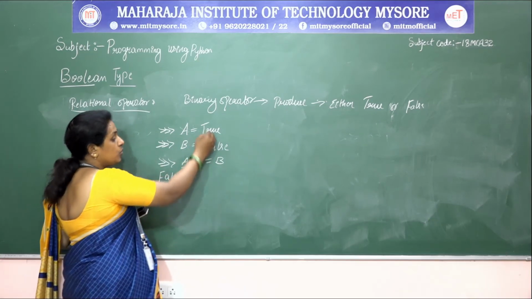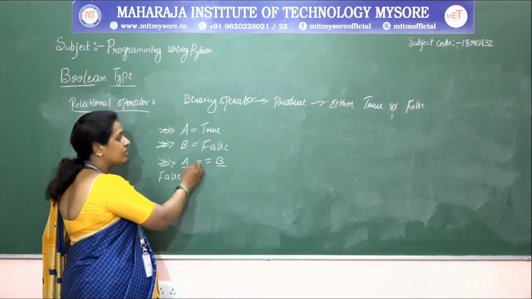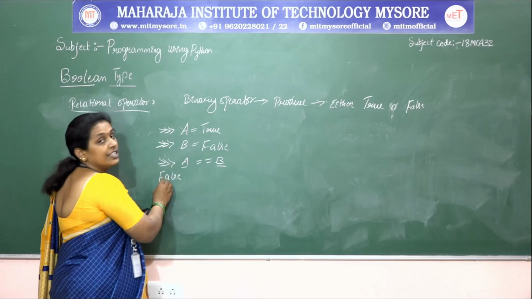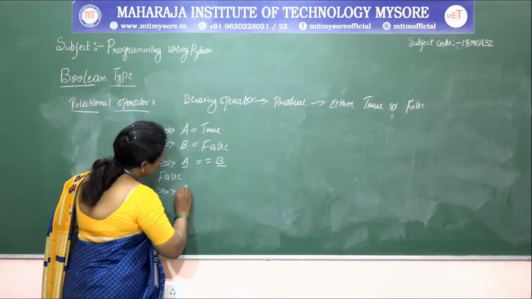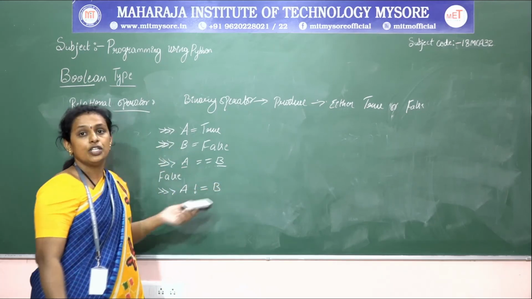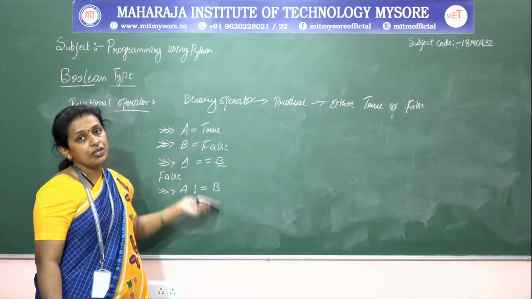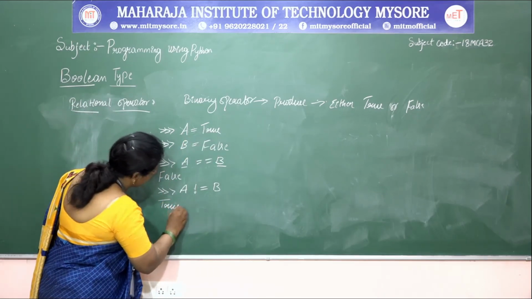So A value here is true and B value is false. So A equal to B, it's not equal, so we'll get output as false. A is not equal to B? Yes, A is not equal to B, because A value is true, B value is false. So we'll get output as true.